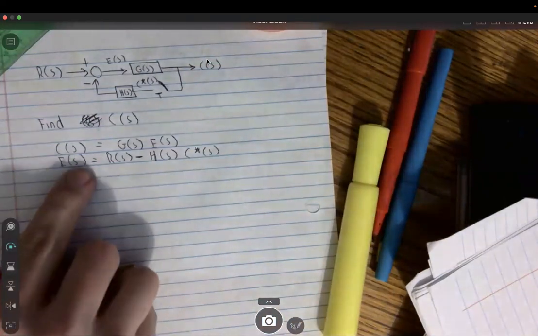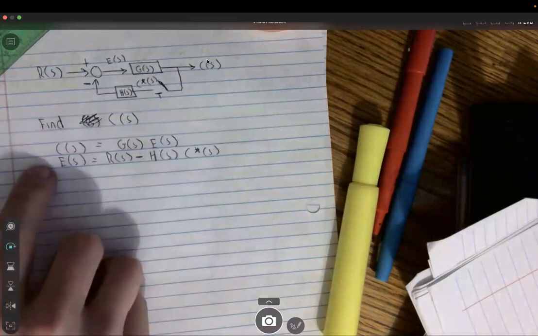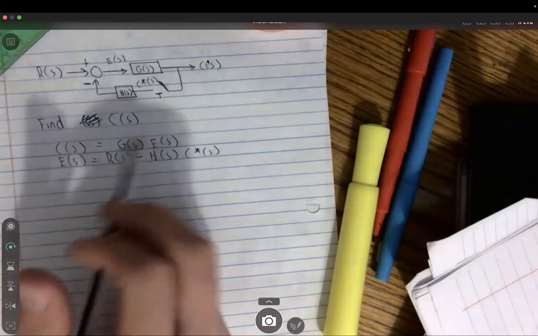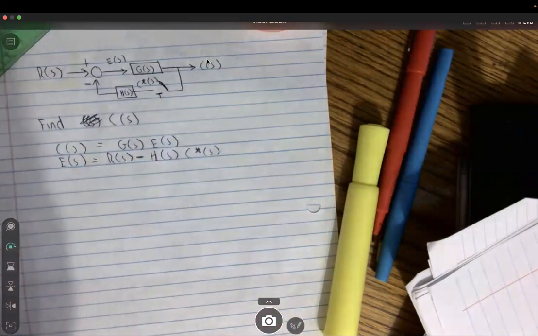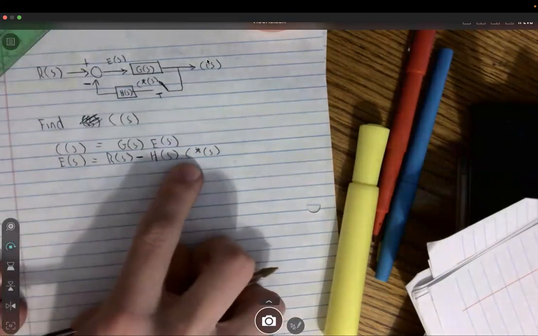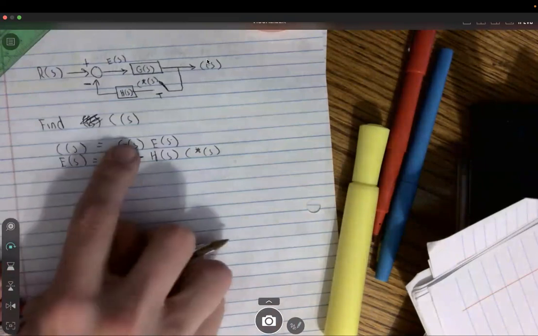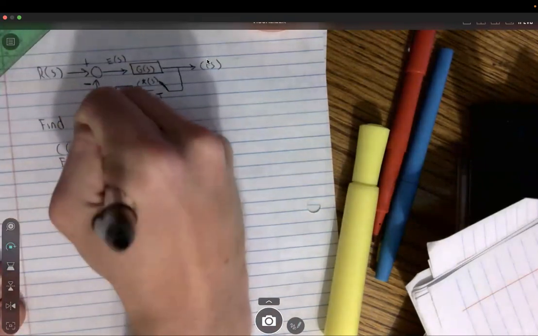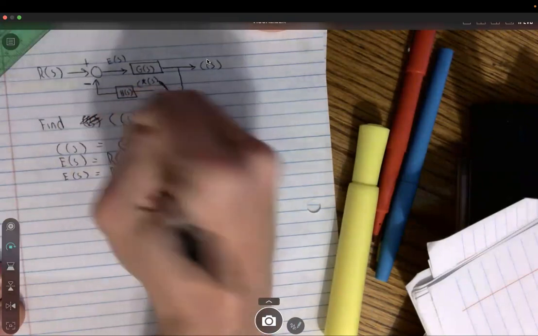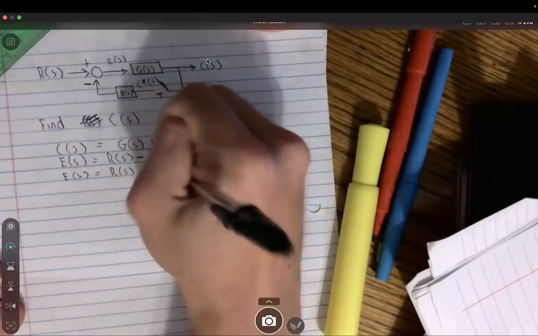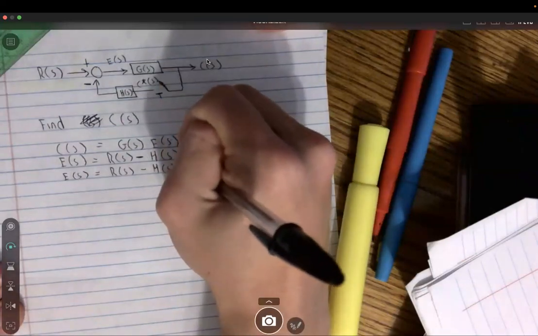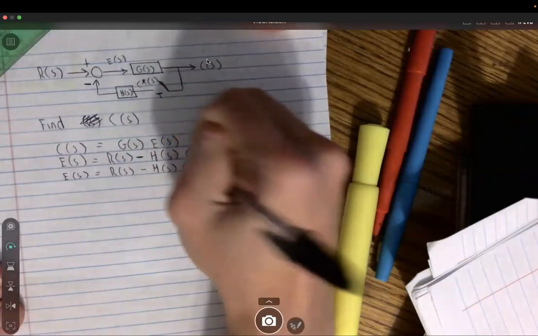Okay, now we want to find the error signal, not in terms of the output. We only want E of S in terms of E of S, R of S, H of S, because we're going to plug it in here to find what our output is. Looking at our C star of S, if you take the star transform of both sides, plugging that in for E of S, it's going to be R of S minus H of S, then plugging in our C star of S, it's just going to be G E star.